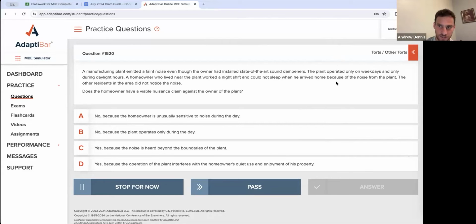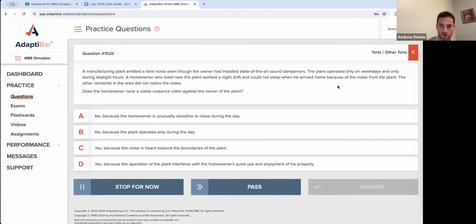Okay, no worries. A manufacturing plant emitted a faint noise even though the owner had installed state-of-the-art sound dampeners. The plant operated only on weekdays and only during daylight hours. A homeowner who lived near the plant worked a night shift and could not sleep when he arrived home because of the noise from the plant. The other residents of the area did not notice the noise. Does the homeowner have a viable nuisance claim against the owner of the plant?